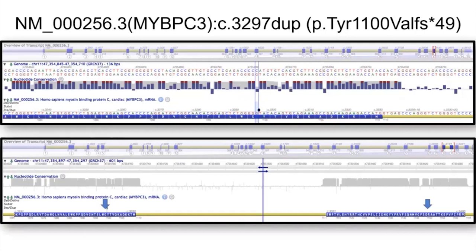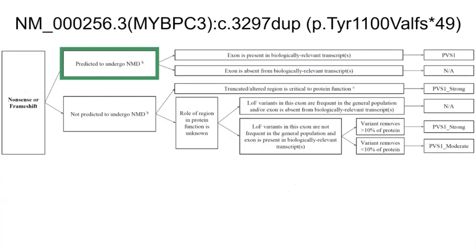So the actual cDNA change occurs within exon 30 here. But since it's a frameshift variant, I want to look at where the actual stop codon occurs, which is in the next exon, in exon 32. However, there are 35 exons in this gene, so this stop codon still is occurring before that boundary for NMD. So I can say that in this case, I believe that this variant is predicted to undergo nonsense-mediated decay because it's before the penultimate exon.